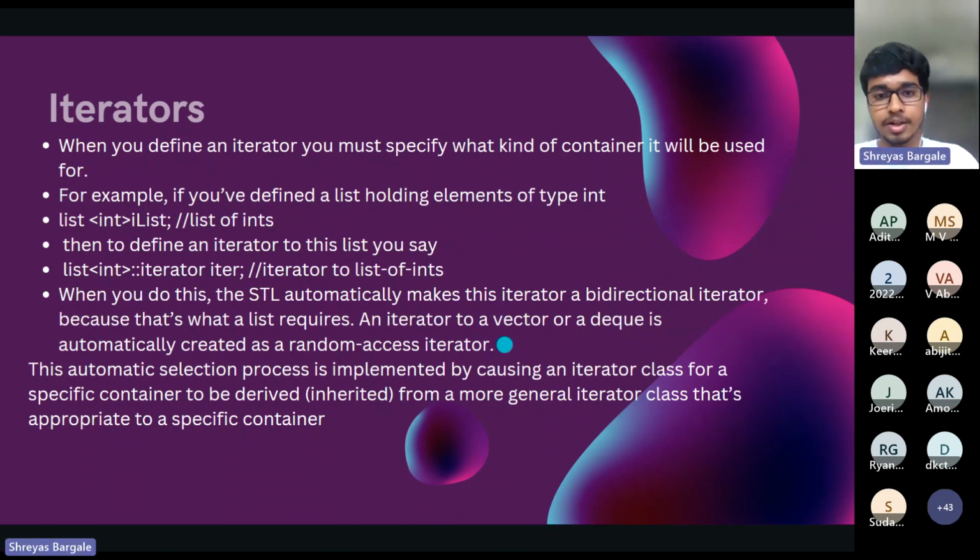An iterator to a vector or a deque is automatically created as a random access iterator. This automatic selection process is implemented by causing an iterator class for a specific container to be derived, inherited from a more general iterator class that's appropriate to a specific container. So this is a major application of inheritance.